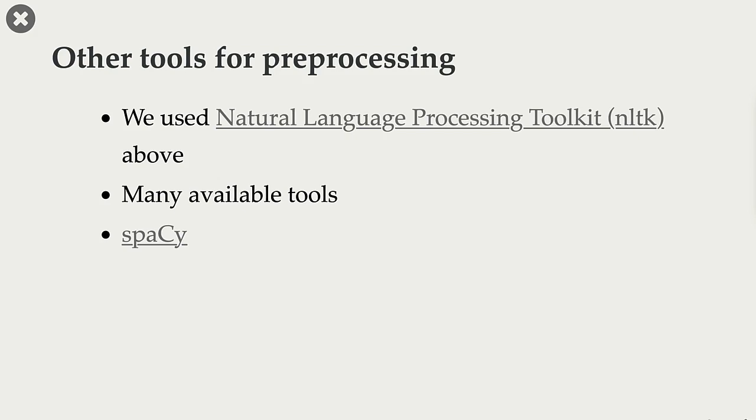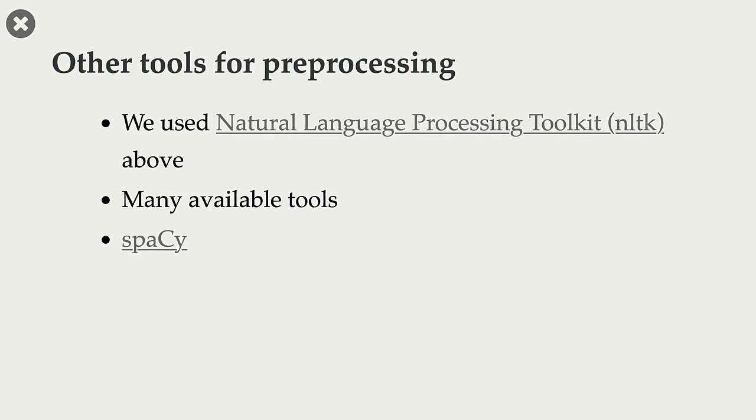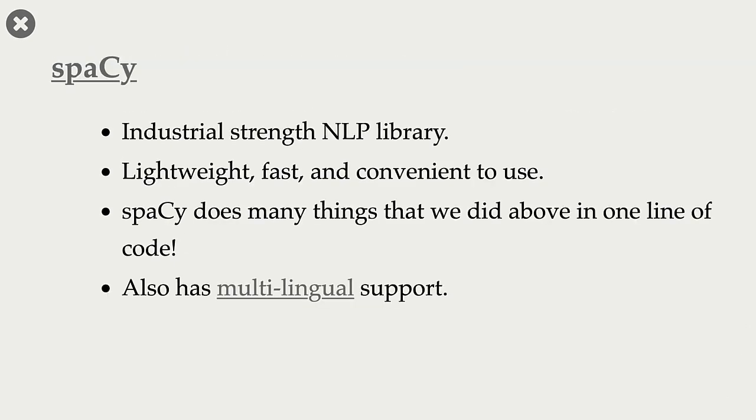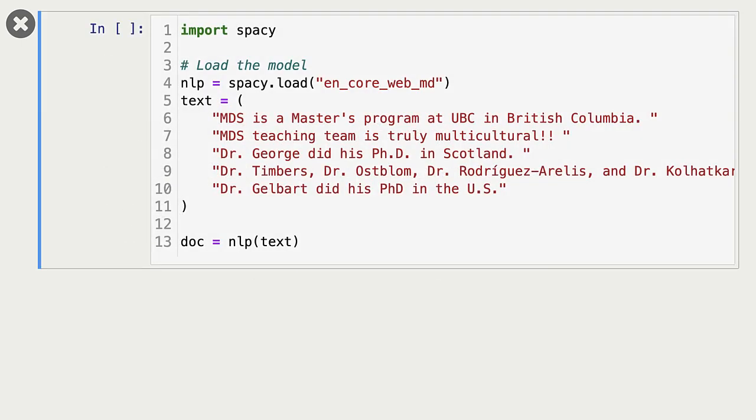So far we have been using NLTK to pre-process text, but there are many other available tools. A common, popular one is spaCy. As we have seen before, it's a lightweight, fast, and convenient library. And depending upon what model you use, you can even access word vectors using this library. Also, it has multilingual support. So let's try out spaCy to pre-process our text.